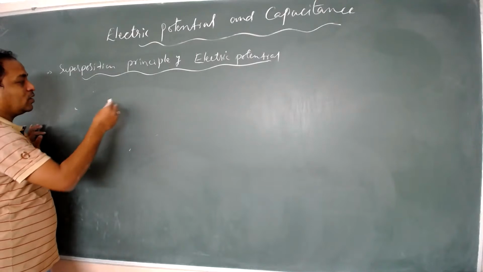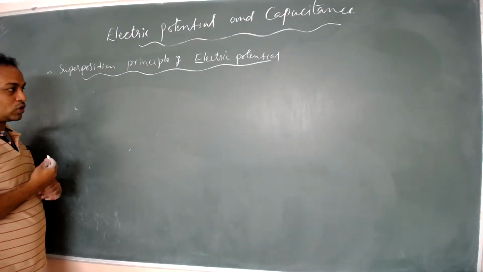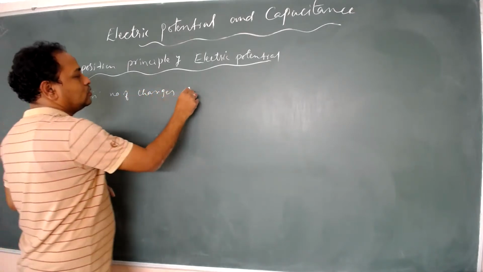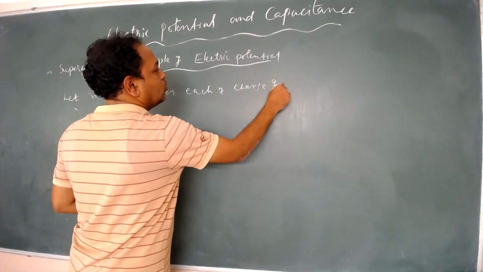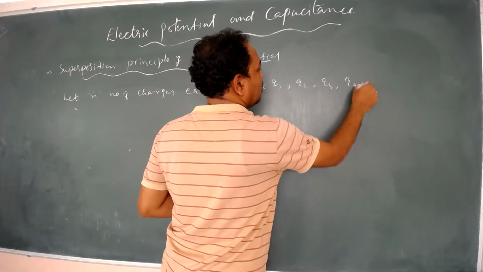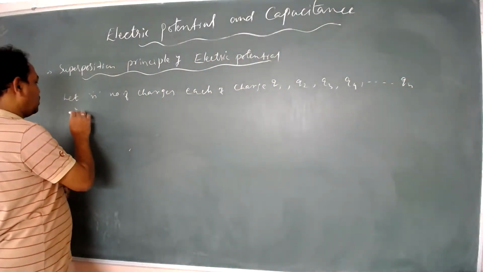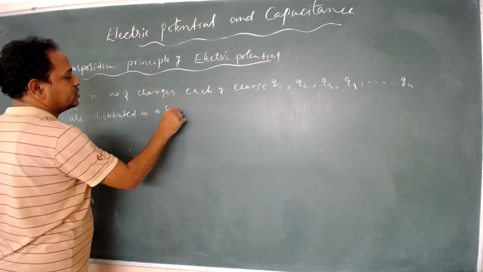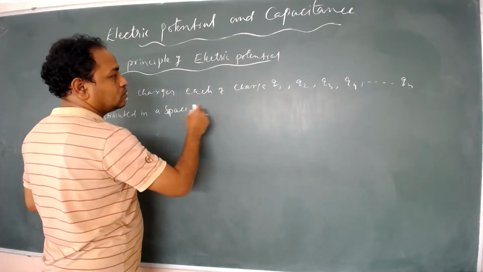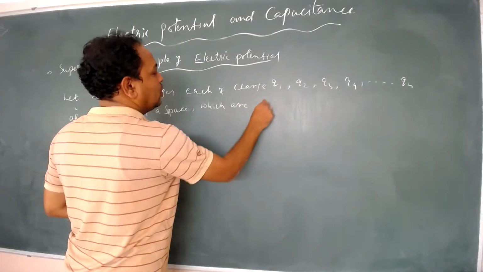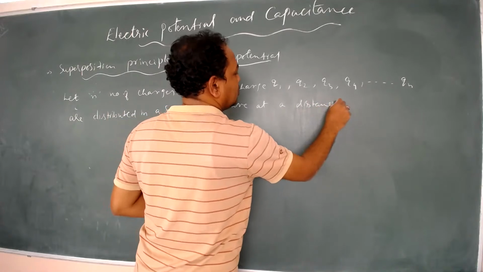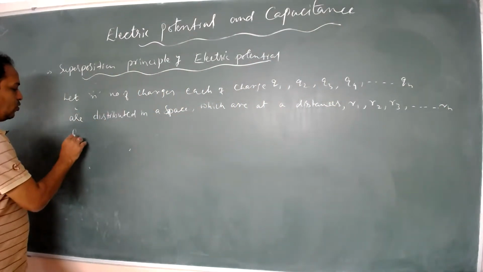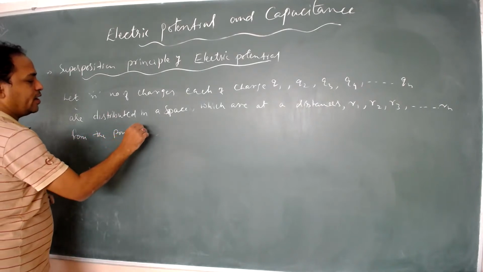So let us say there are n number of charges, each of charge Q1, Q2, Q3, Q4 and so on up to Qn, distributed in space, which are at distances R1, R2, R3, and so on up to Rn from a point, say P.